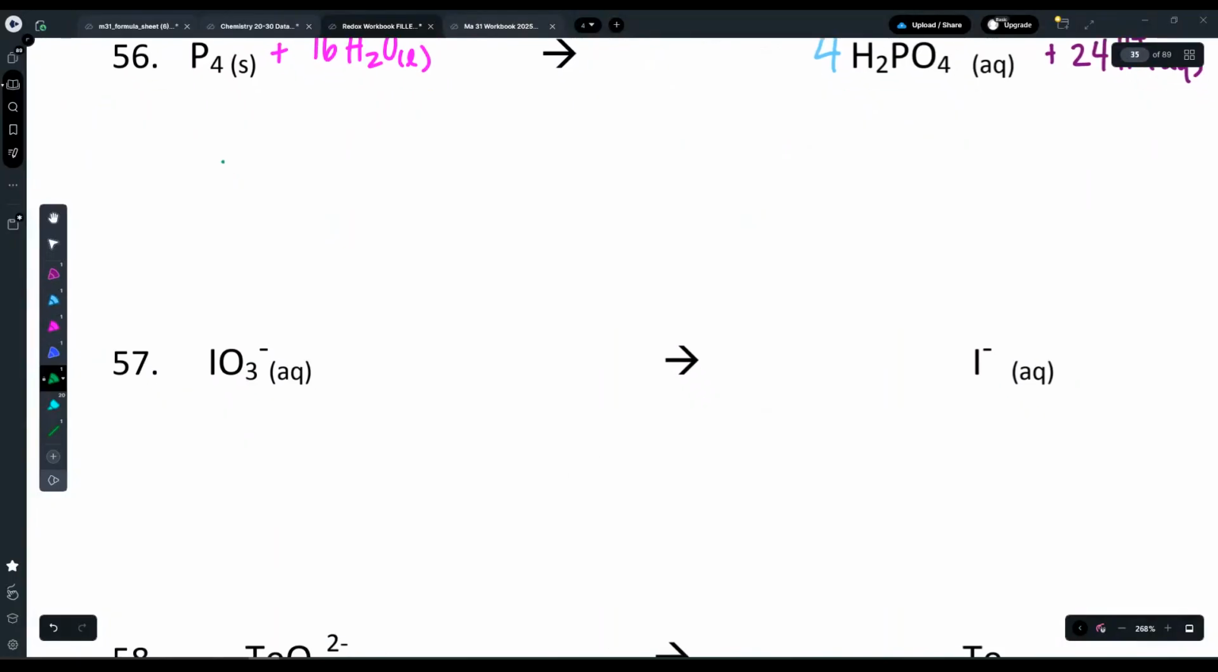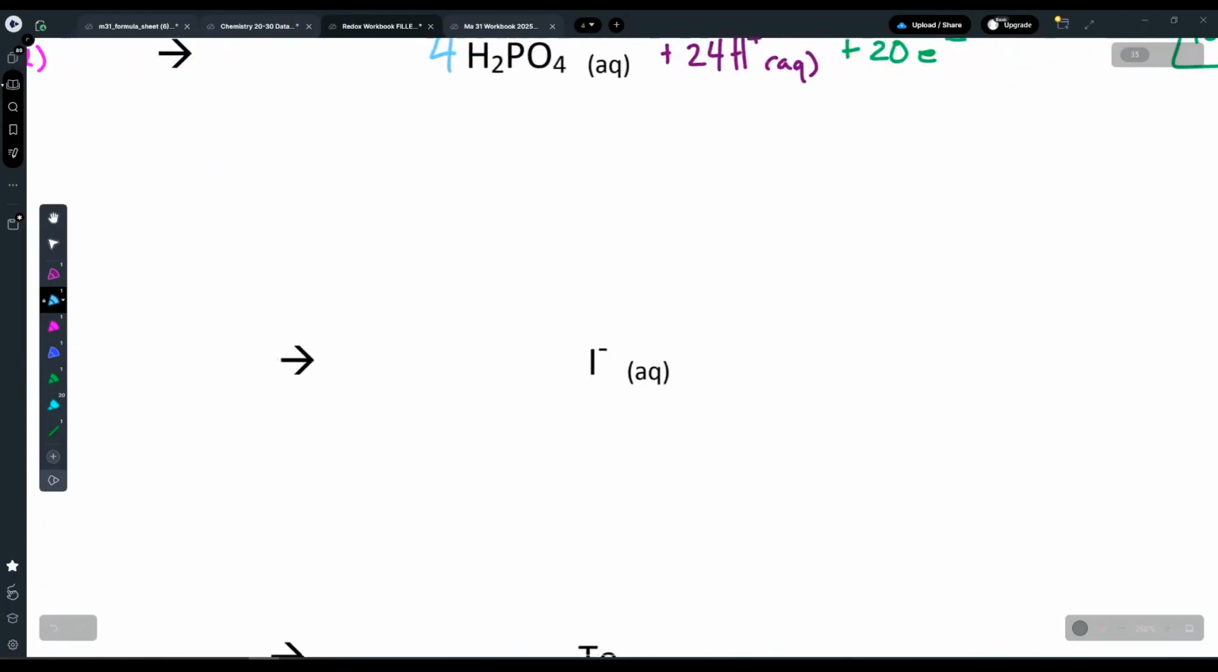Okay, so step 1, we need to balance anything that's not hydrogen or oxygen. So here I see there's one iodine on each side, so those are already balanced, so I can already move on. Okay, next we're going to balance out the oxygens here. So I see there's 3 oxygens on the reactant side, so I need to have 3 on the product side, and I use water to balance out the oxygens here. So plus 3 waters.